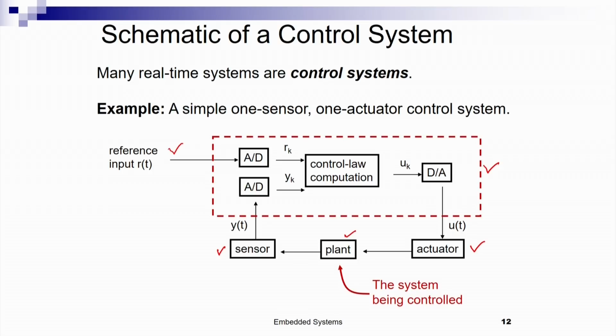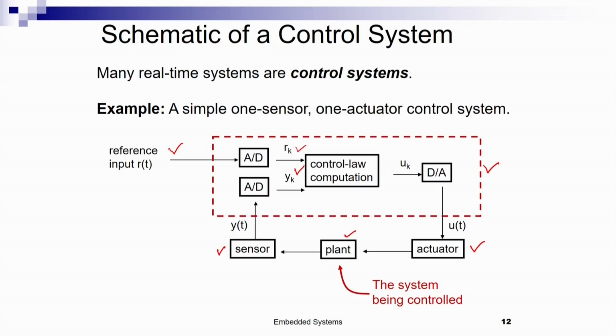This reference input is analog to digital converted, and r_k is the input to the control law computation. And let us say this plant is our car, and the sensor is our wheel speed sensor, and therefore, y(t) tells me what is the current speed of the car, and that is AD converted, and we get y_k, which is the current speed of the car. Then the control law computation firstly checks what is the error, that means this was the desired speed and this is the actual current speed, and therefore, what is the difference in speed.